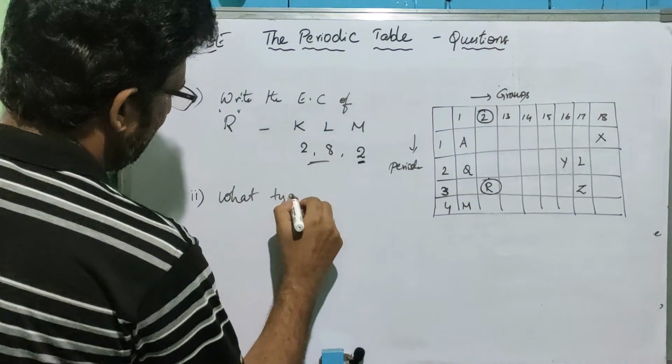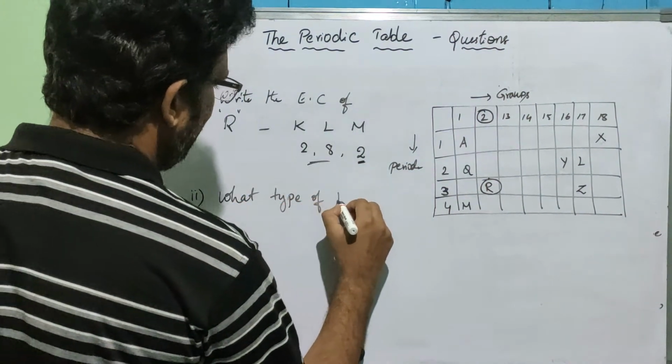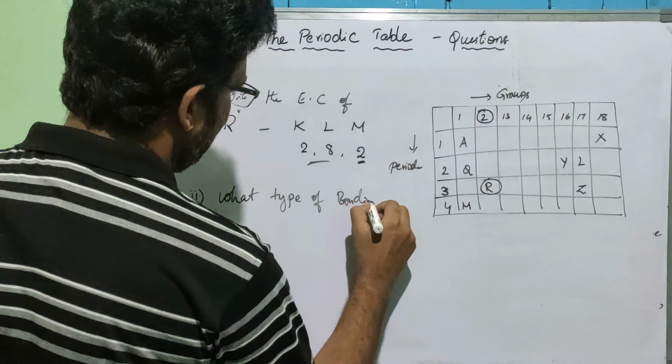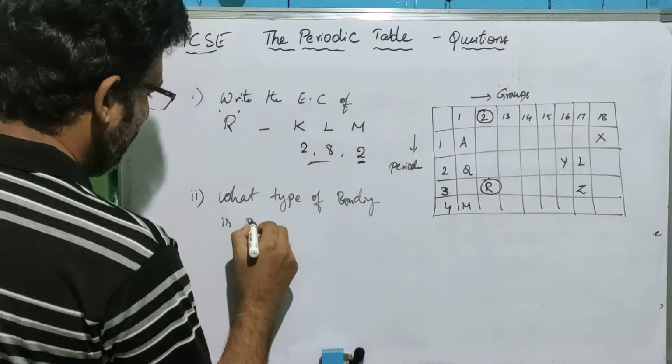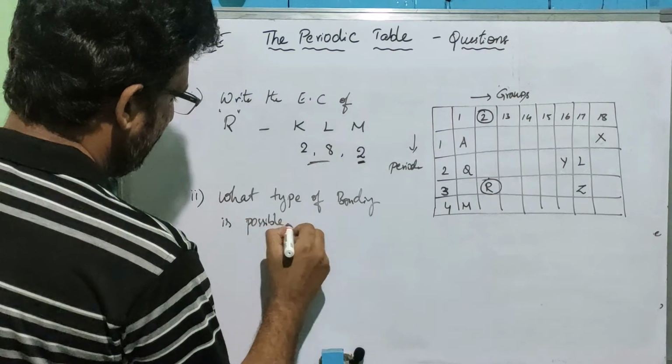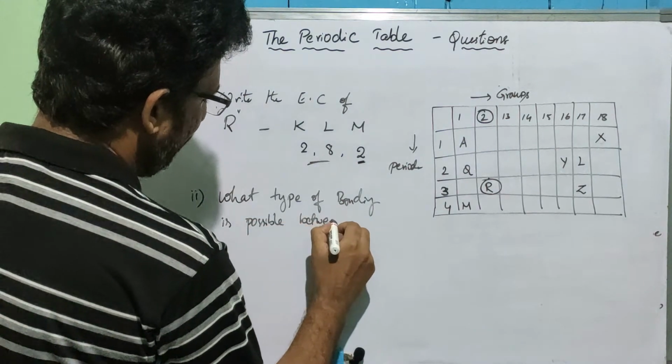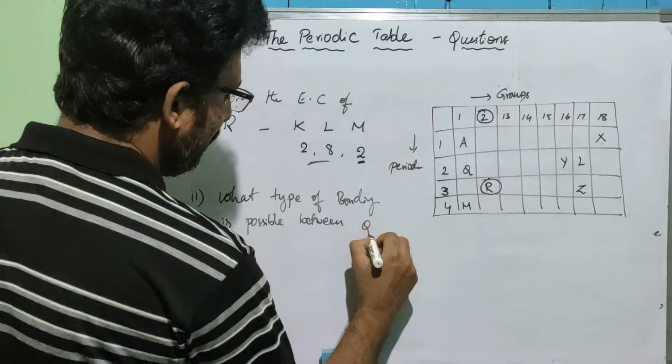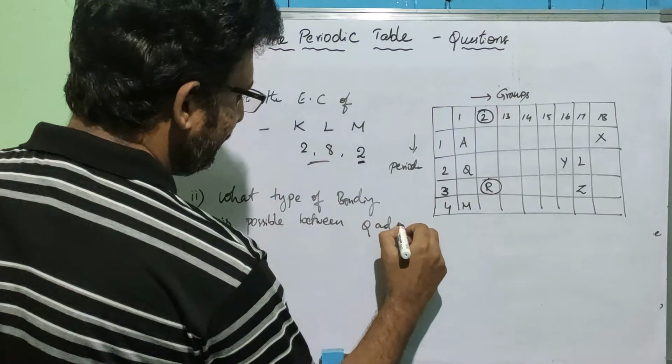What type of bonding is possible between the elements Q and Z?